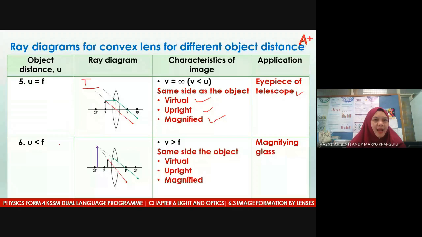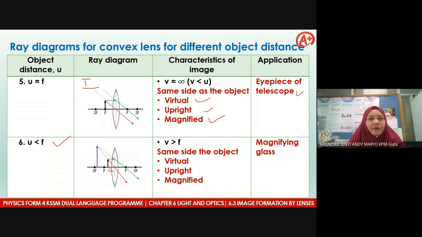Okay, and the last position, U less than F. So now the object is very close to the lens, where the object distance, this is the object distance, is less than the focal length.